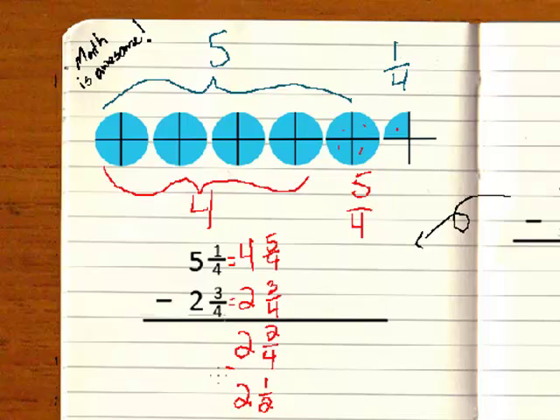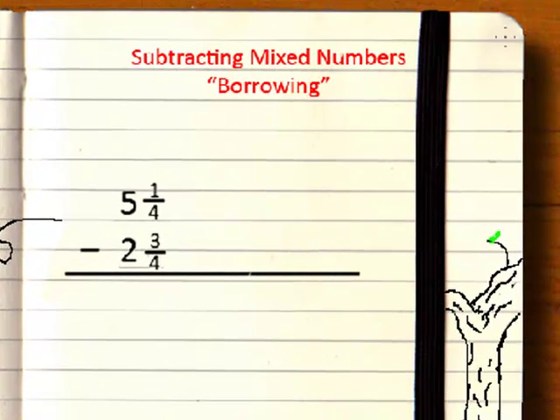If we didn't have the visuals, how do we perform this operation of borrowing? Going back to our original problem, 5 1/4 minus 2 3/4, I realize I can't subtract 3/4 from 1/4, so I borrow. I borrow from the 5 to 4, and I get a 5 now in the numerator. I get this 5 by adding my denominator of 4 and my numerator of 1 together. So 4 in the denominator plus 1 in the numerator equals 5. This is the shorthand way, and now I've borrowed.